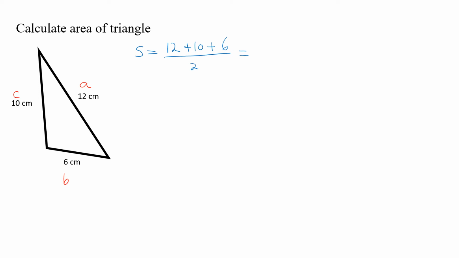And let's see, what do I have here? So 12 plus 10, that's 22. 22 plus 8 is 28. So that is 28 divided by 2. And if my math serves me well, that will give me 14 meters. No, I lied. This one is centimeters. So 14 centimeters. And then I apply Heron's formula. I finish with Heron's formula.